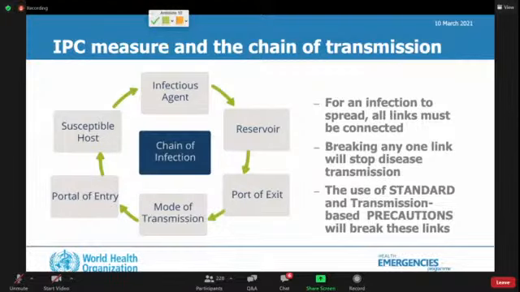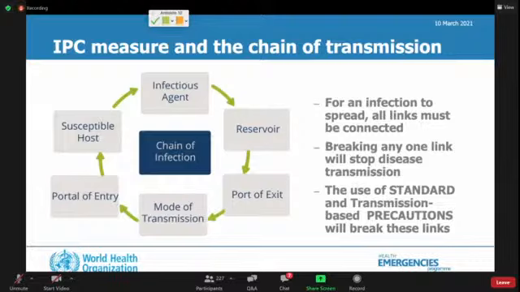Immunized, the chain of transmission will be broken. So at the beginning of this outbreak, this pandemic of COVID-19, we saw that it's a new strain of coronavirus, and nobody was immunized to it. So more or less all the population of the world was susceptible to this virus.